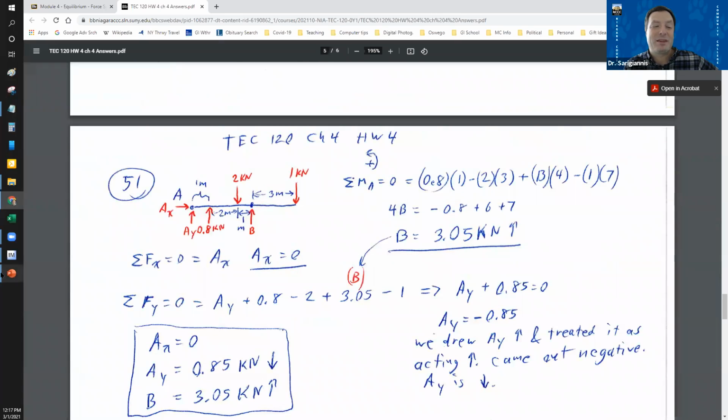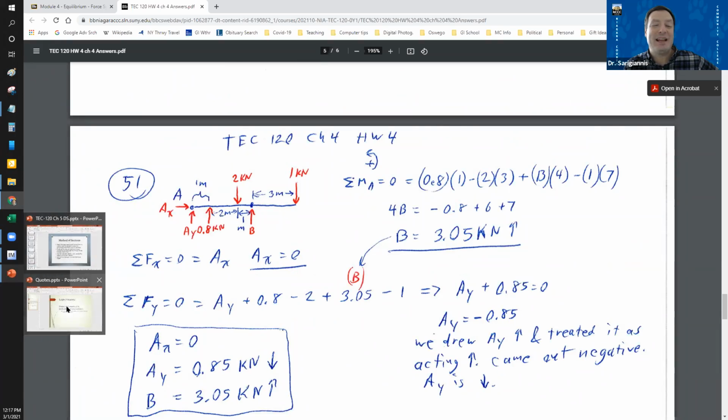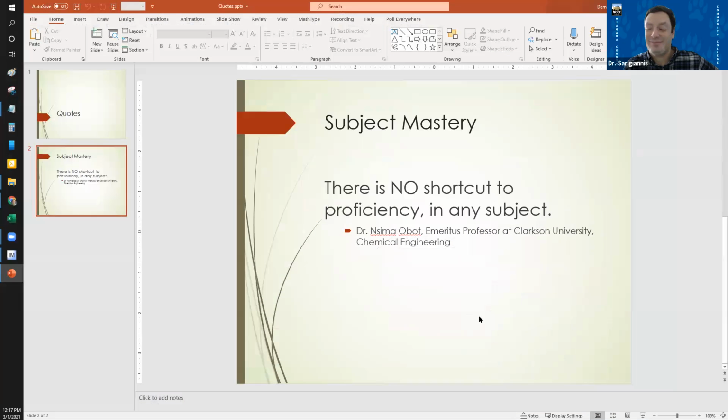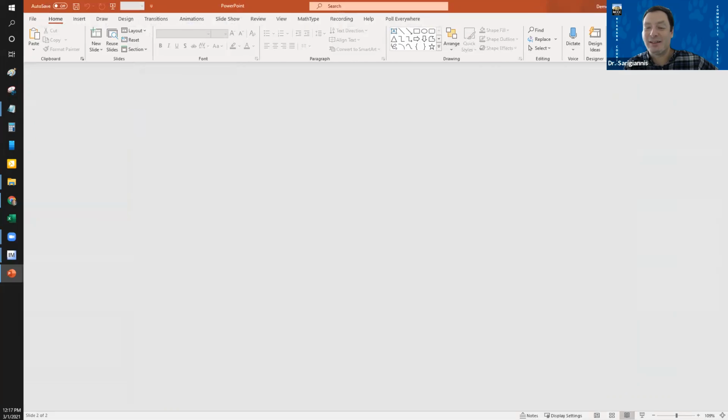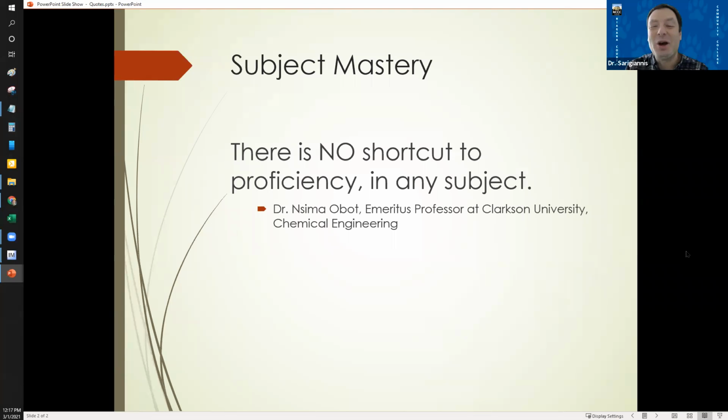I used to have a professor in heat transfer. This was his quotation, what he told us after every test: there's no shortcut to proficiency in any subject. So he was apparently really upset about the grades on the test. But this applies if you're trying to master a subject. Dr. Obat from Clarkson University, he's retired now.